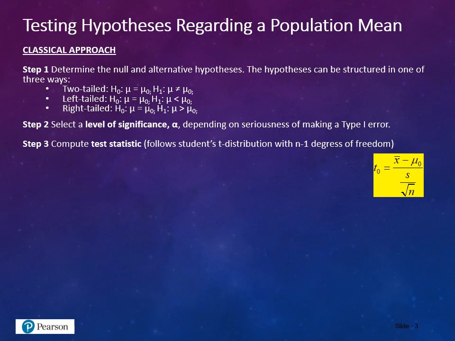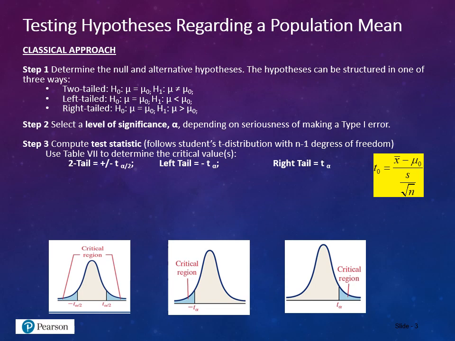Then we want to compute the test statistic. This would follow the Student's t-distribution with n-1 degrees of freedom, and of course we know how to do this with x-bar, the sample mean, minus mu, the population mean given in a prior study or in a pilot, all over the standard deviation for a sample, lowercase s, divided by the square root of n, the sample size.